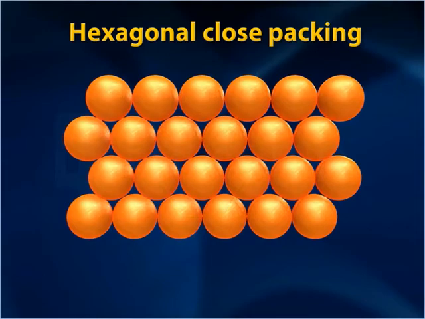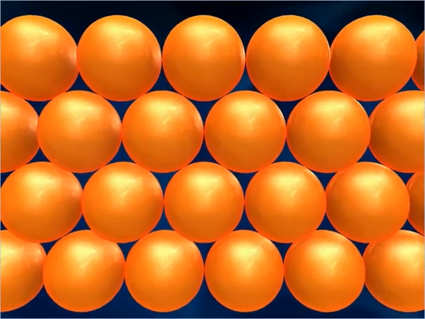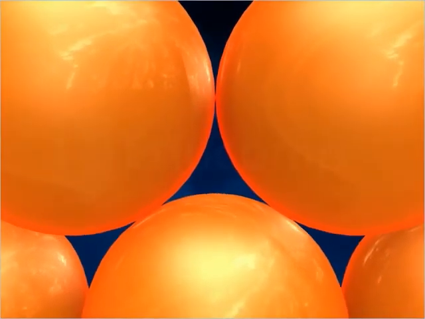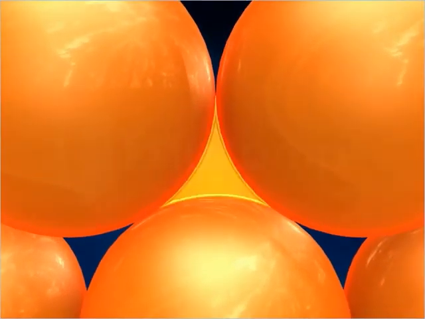In the hexagonal close packing, very little empty space is left. The empty spaces left are triangular and are called voids.